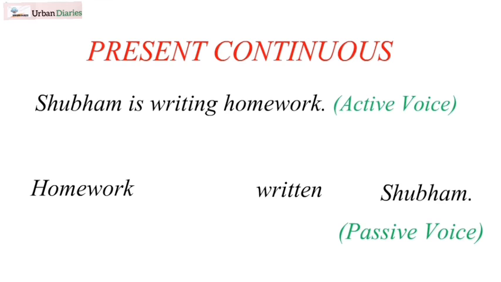Step 4 is to put correct helping verb according to the tense. So since it's present continuous tense, we need to put is/am/are and being in passive voice. Step 5, to put by before the subject. So the passive voice would be homework is being written by Shubham. I hope you guys are finding it easy now. Let's move on to the next tense, present perfect. Let's change this sentence into passive voice.